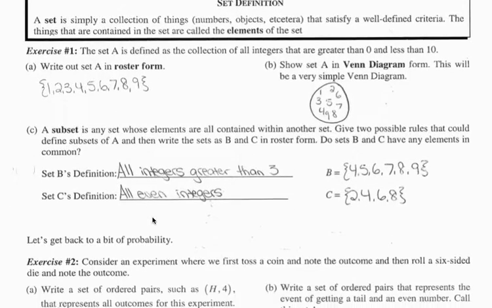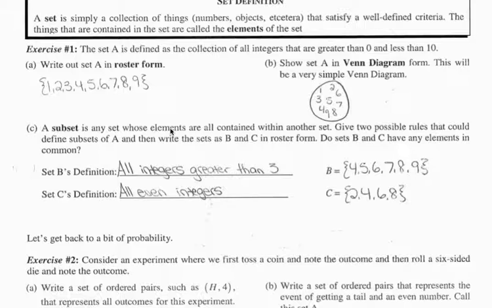So a subset is any set whose elements are contained within another set. We're going to give two examples. So we're going to give two possible rules that could define subsets of A. We're still working with this initial set A, either in roster form or in Venn diagram form. We're going to create these subsets, and we're going to write them as sets labeled B and C, and we're going to list them in roster form.